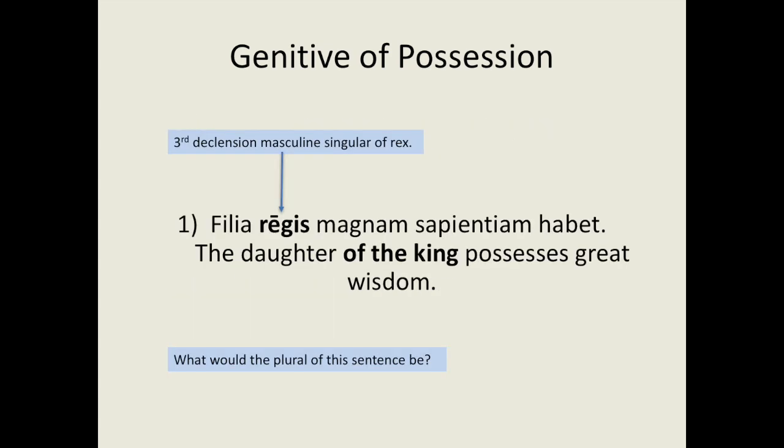Let's take a closer look at example 1. We identified regis as being the genitive of rex. Regis is a third declension masculine singular genitive. What would the plural of this sentence look like if we wanted to say the daughters of the king instead of the daughter of the king possess great wisdom? Pause this video and have a go.